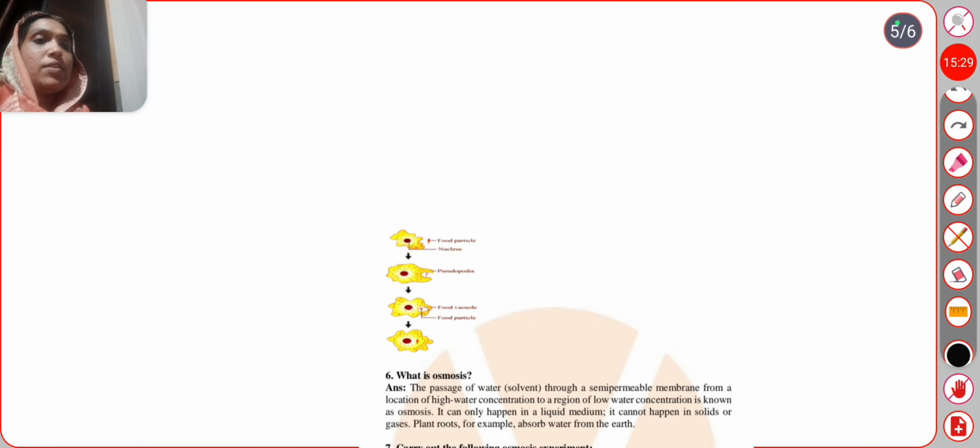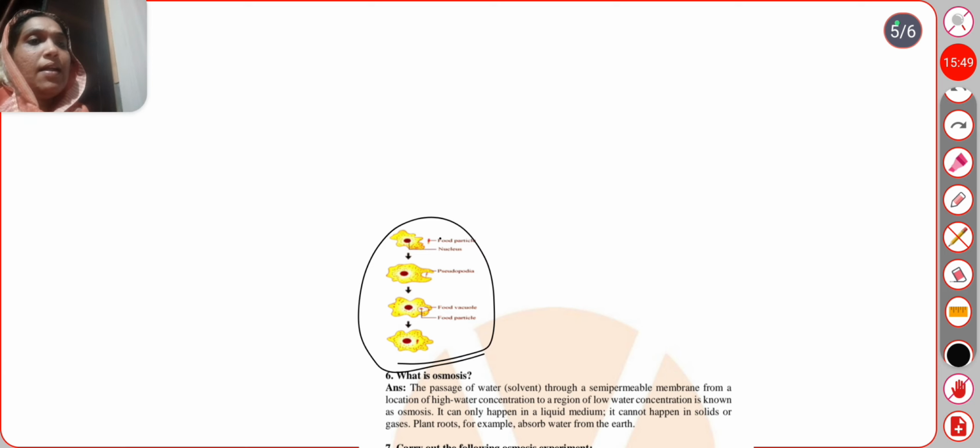I'll show the structure here. Okay, see the structure, this is the amoeba. This is a food vacuole, the small red structure, and inside is the nucleus. The pseudopodia move towards the food, capture the whole food and take in the food.